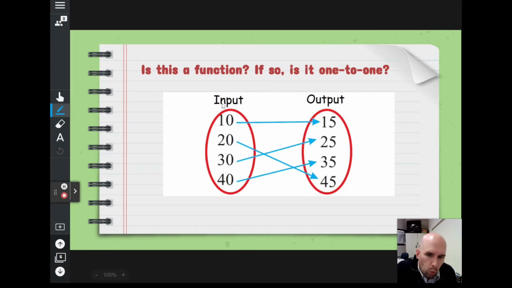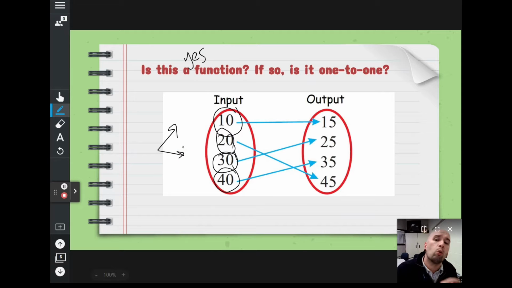Is this a function? Well, as you remember from the last couple problems, if the x is only used once, and in this case the x seems to only be used one time, every x goes to its own y, yeah, this is a function. If you were to see something like this on a mapping diagram, that's when it wouldn't be a function, but it didn't happen.